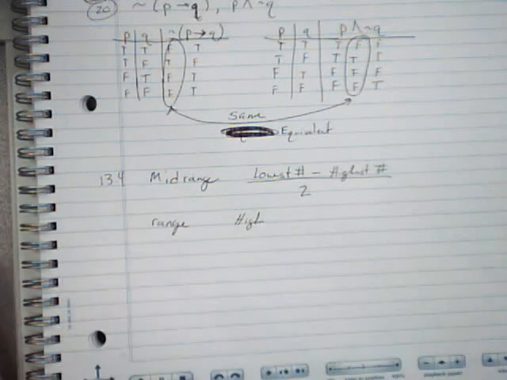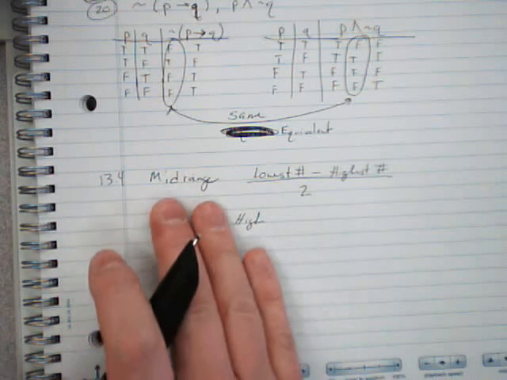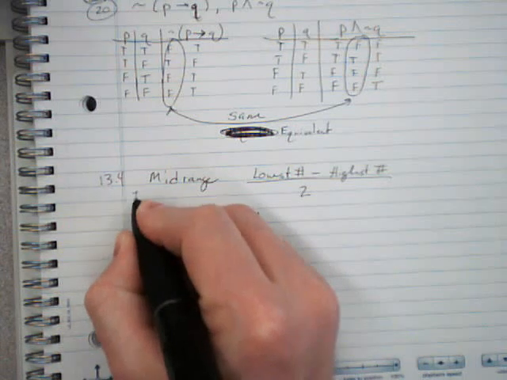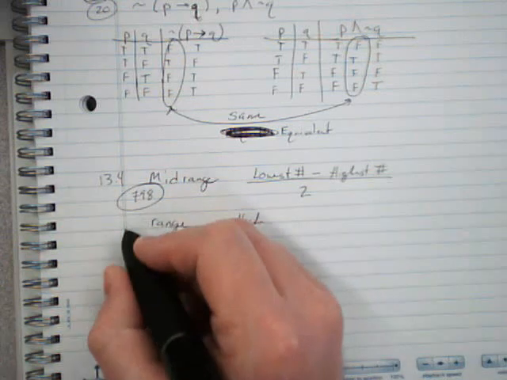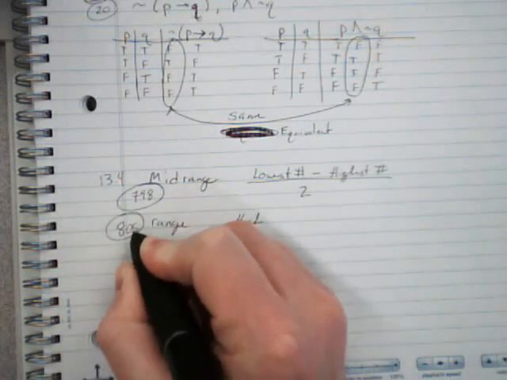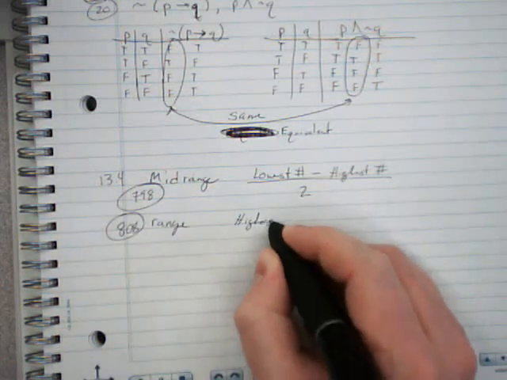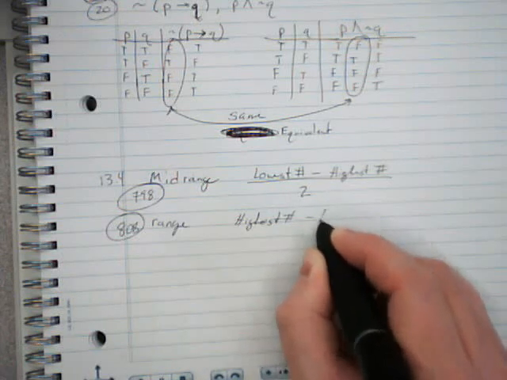The definition of mid-range is on page 798, with some examples for it. The definition of range is on page 808, and it's just the highest number minus the lowest number.